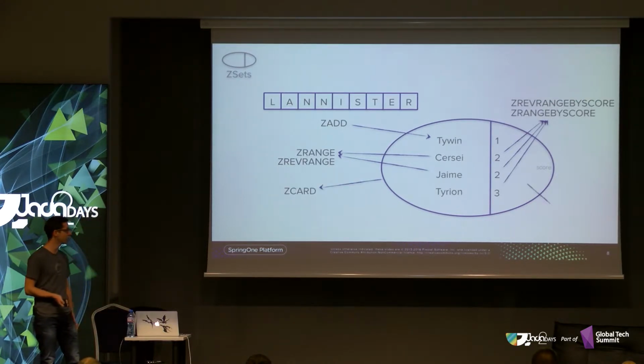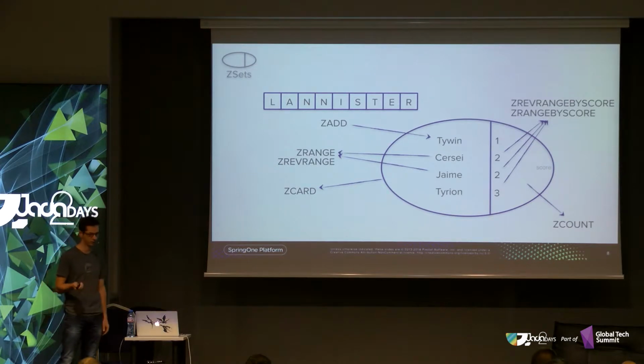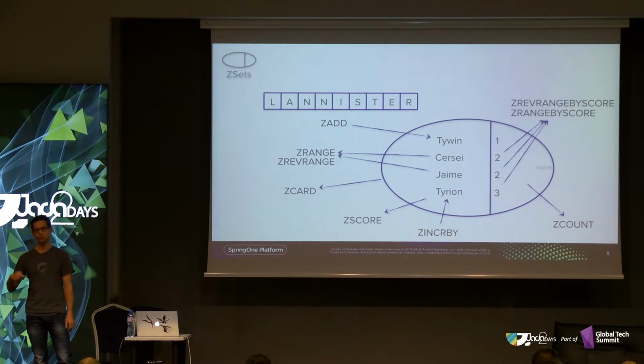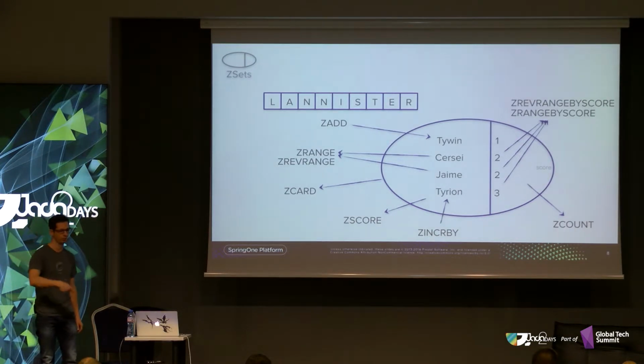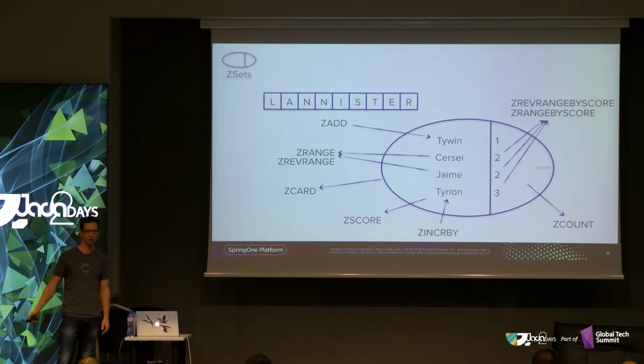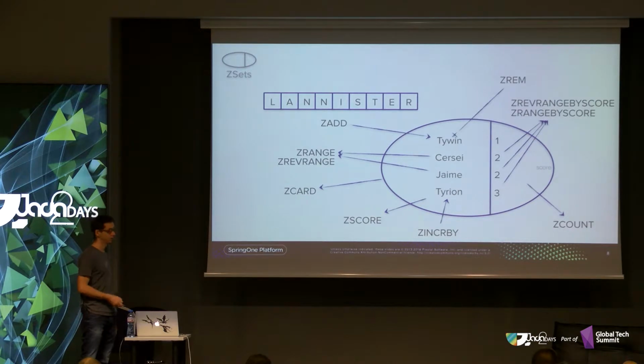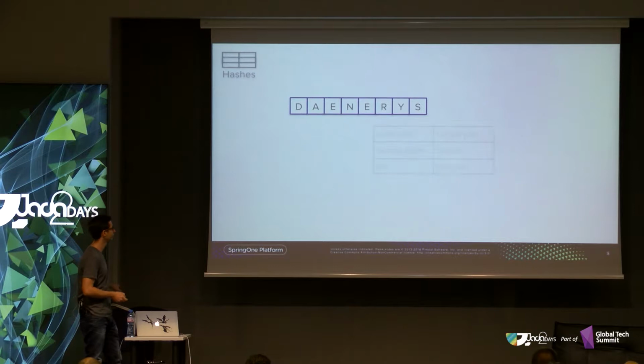Of course, you can ask how many elements there are, and the scores. You can get the score of a single element, and of course, you can influence the score of an element by using zincrby and just giving it a number to increase the score, so you can influence the ordering within this set. And of course, you can again go on and just remove stuff from there.